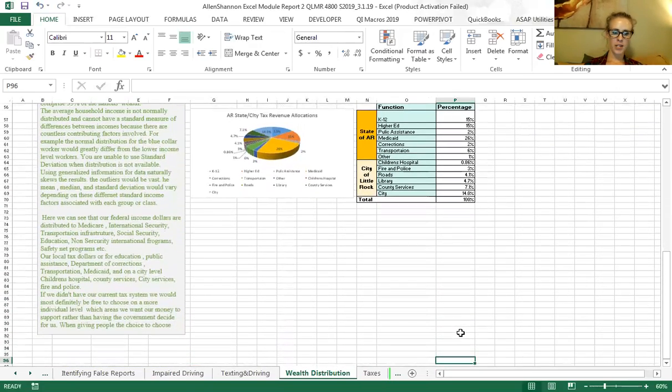Just think about it. If we didn't have our current tax system, we would most definitely be free to choose on a more individual level which areas we want our money to support, rather than having the government decide for us. I'm not opposed to taxes per se. I mean, they're obviously necessary, but I think that when giving people a chance to choose where they want to allot their money for what causes they're passionate about, or what institutions or projects mean the most to them, I think that as a whole, people tend to be more generous and give more.